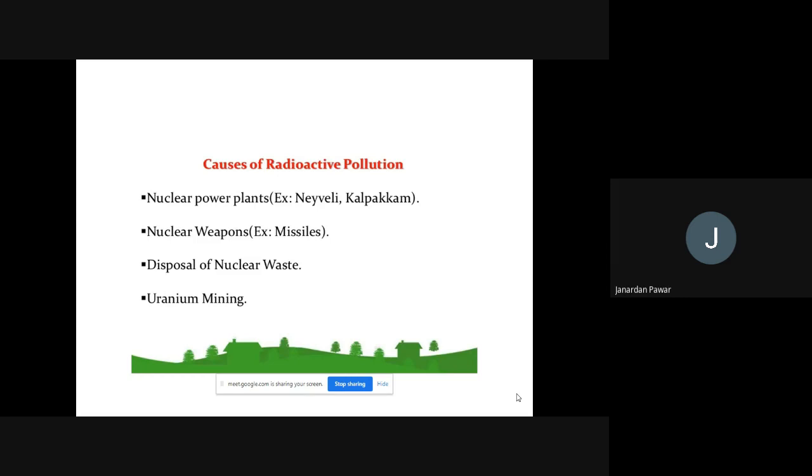Uranium mining. Uranium is a factor that affects radioactive pollution. It even affects land pollution also. So if we go for uranium mining, then again it will be hazardous or dangerous as far as radioactive pollution is concerned. So this is what I wanted to tell you about the causes of radioactive pollution.